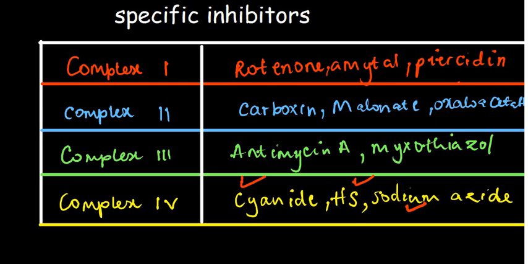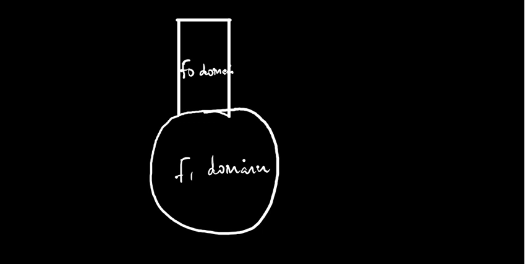So these compounds like cyanide, hydrogen sulfide, and carbon monoxide as well, let me just include that. Carbon monoxide, what they do is that they block the electron flow through complex 4. Here I'm just concentrating on complex 4. These compounds prevent the passage of the electrons by binding to a component of the electron transport chain. So they prevent the oxidation reduction from actually happening.